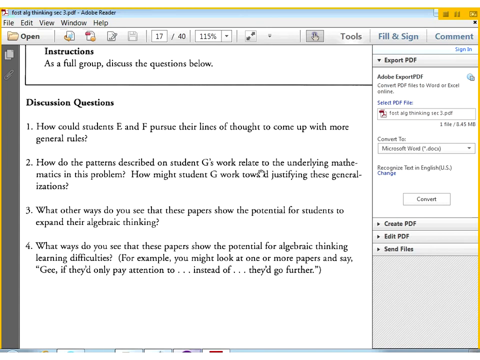Right? So let's think about the first question. How can students E and F pursue their lines of thought to come up with more general rules? Any suggestions?